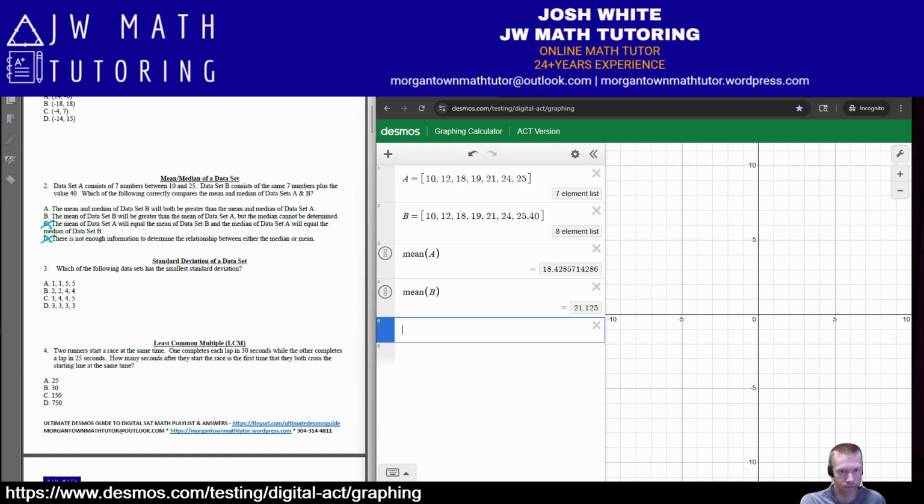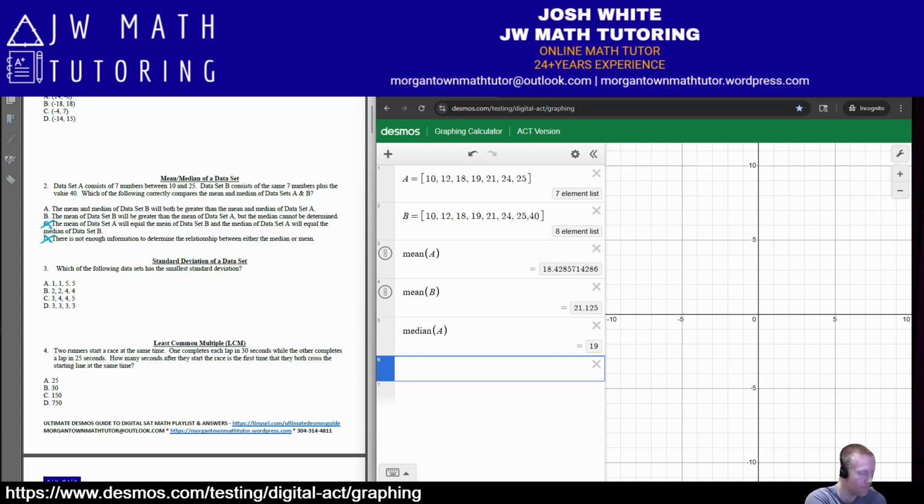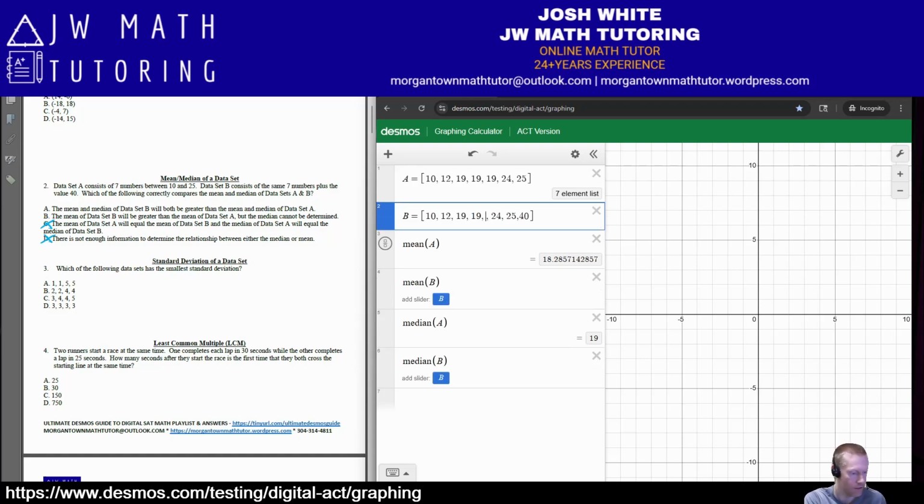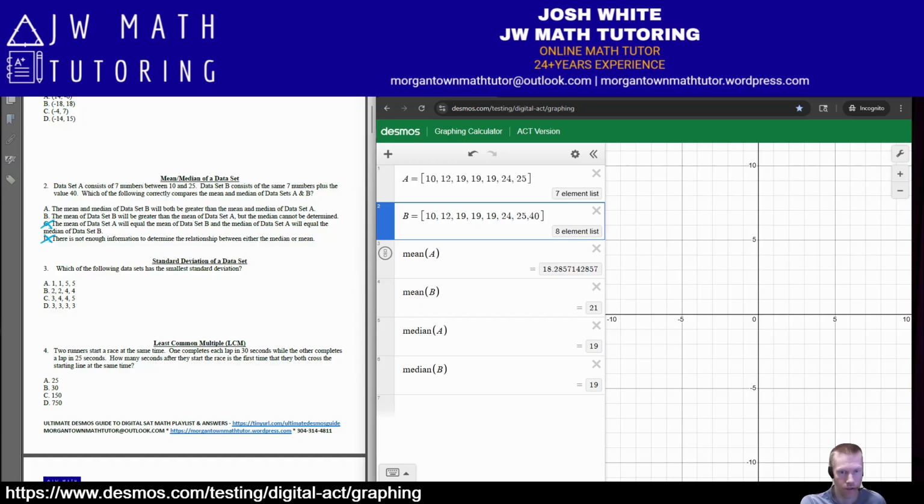So let's compare the medians and see what happens. Here it looks like the median of B is greater than the median of A. But does that have to remain the case? The way I would check that is, okay, if the median is 19, let's make the numbers around this all 19. Okay, so now they're still identical. So notice what happens here. It is possible that the median does not change. Okay? 19 in the first one, 19 in the second one.